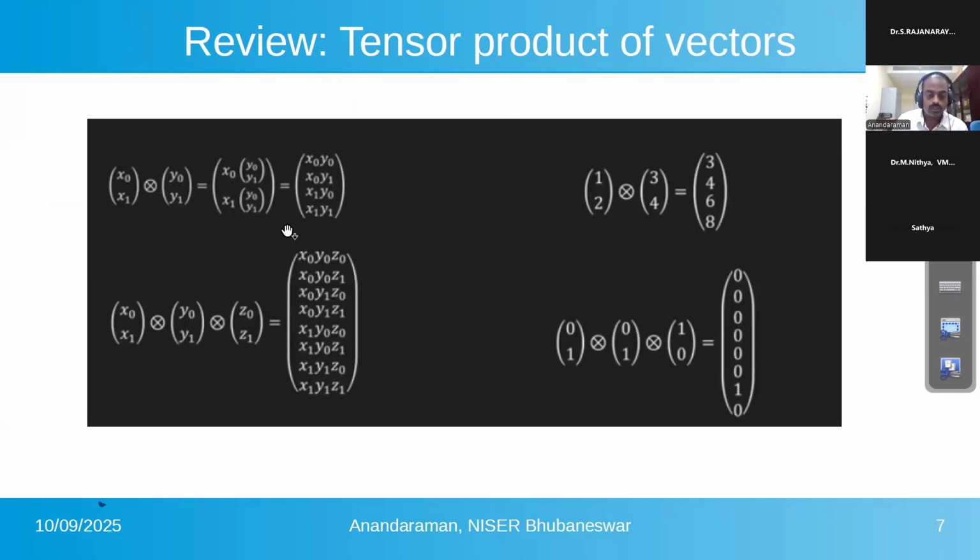Throughout the slides, you will be encountering two symbols. One symbol is like this. It represents tensor. Another symbol is plus and round. This is XOR, and this is tensor.